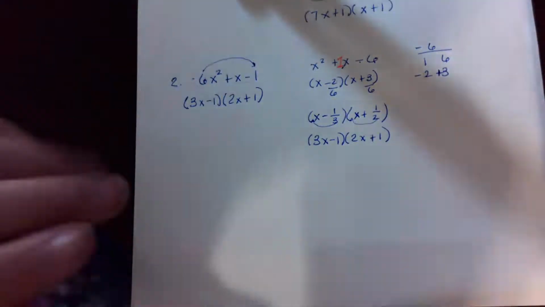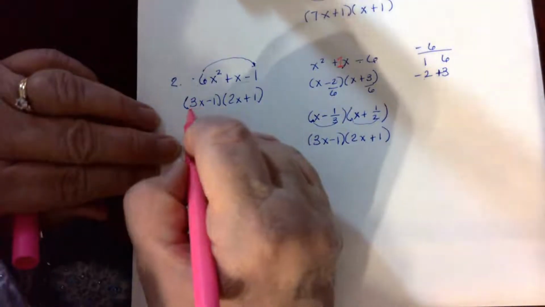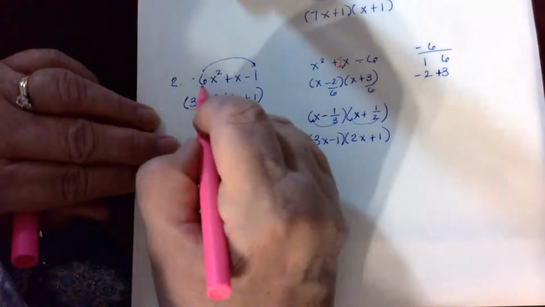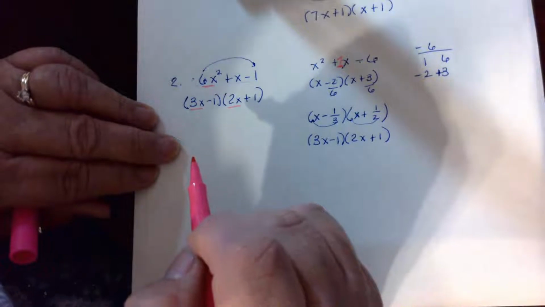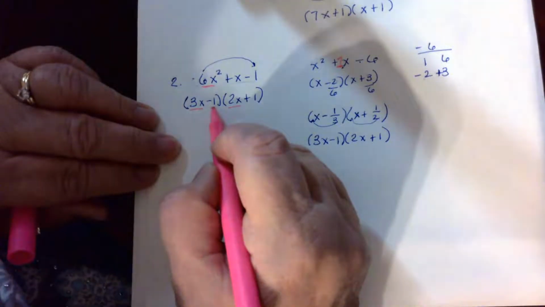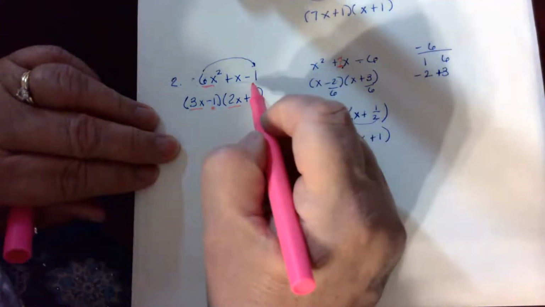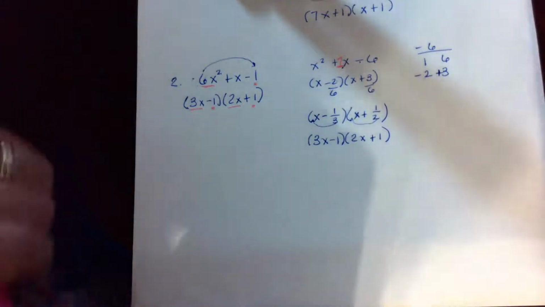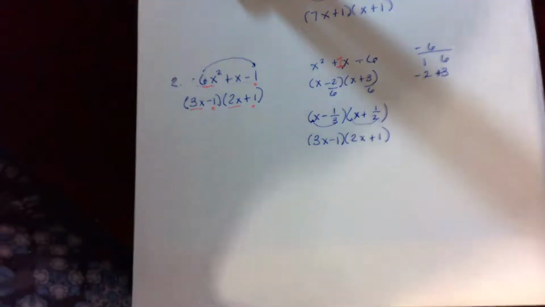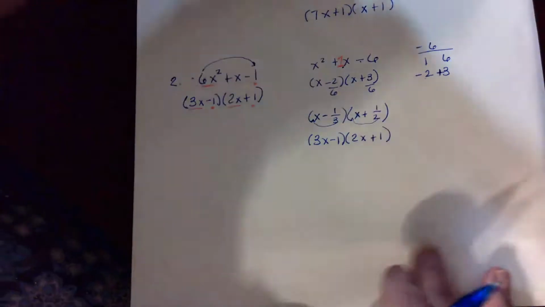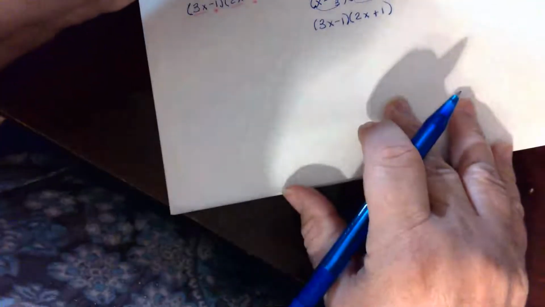Now I'm going to do my little check. Does 3x times 2x equal 6x squared? Yes, it does. Does negative 1 times positive 1 equal negative 1? Yes, it does. So that gives me a reasonable confidence that my answer is correct.